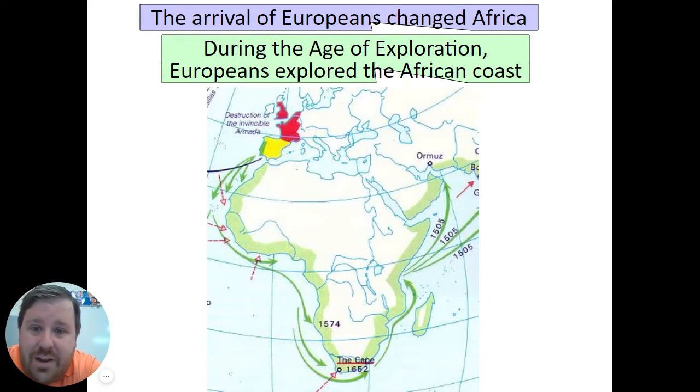So during the age of exploration, Europeans explored the African coast. That was mainly done by Portugal. So Portugal explores the African coast on the east, on the west, and the south, and that really gets Europeans involved. They build frontier forts to trade, and that really starts to get Europeans involved in Africa.